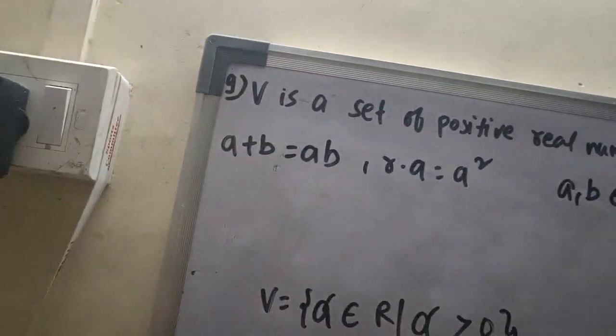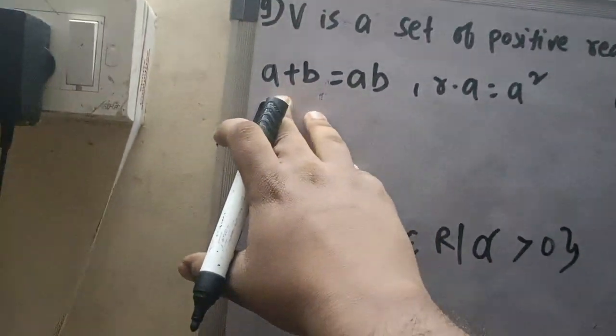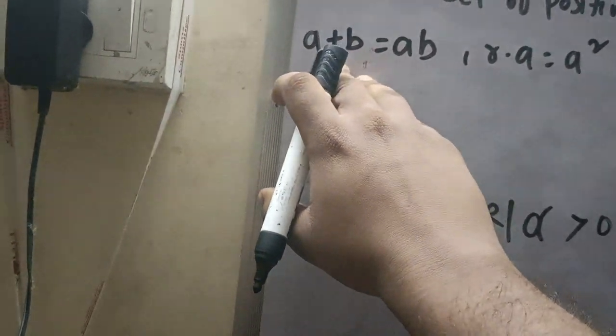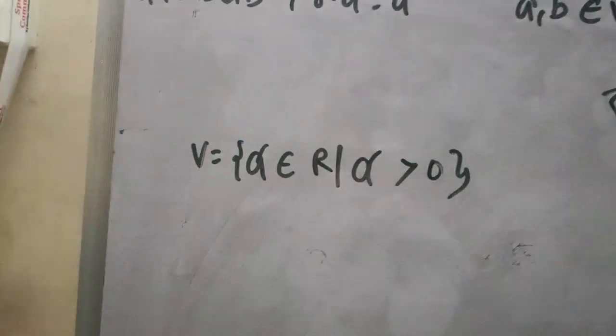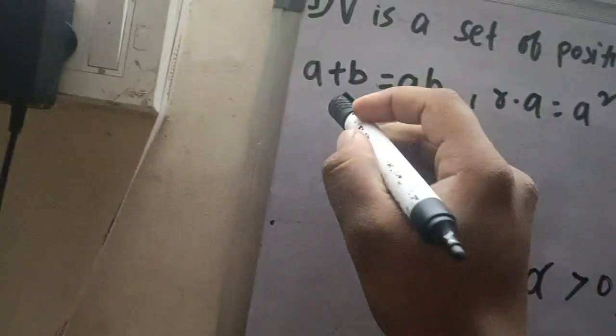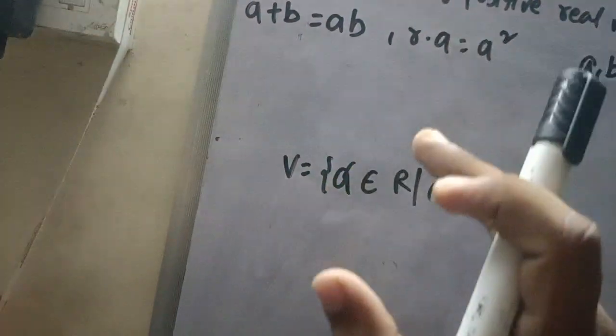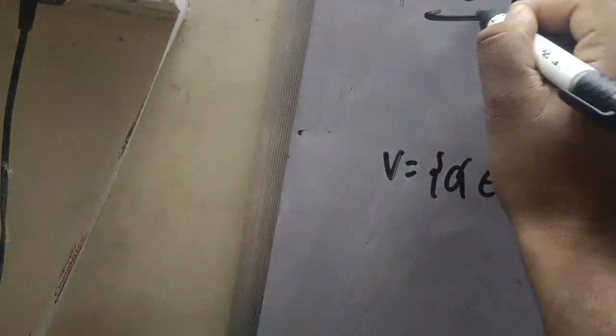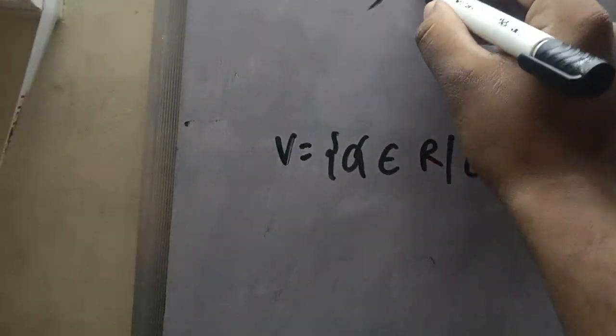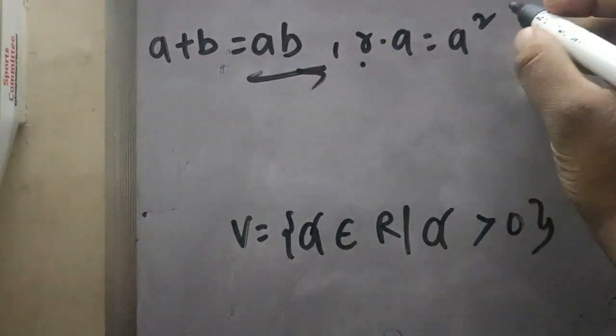Alright, the last but not the least question is V, the set of all positive real numbers. Here the catch is that addition is multiplication and multiplication is exponentiation. What do you mean by that? Specifically for this question, it's a hypothetical situation where a plus b is a multiplied by b and r multiplied by a is a raised to r. So for this condition, we have to check whether it's a vector space or not. Let's dive into it.